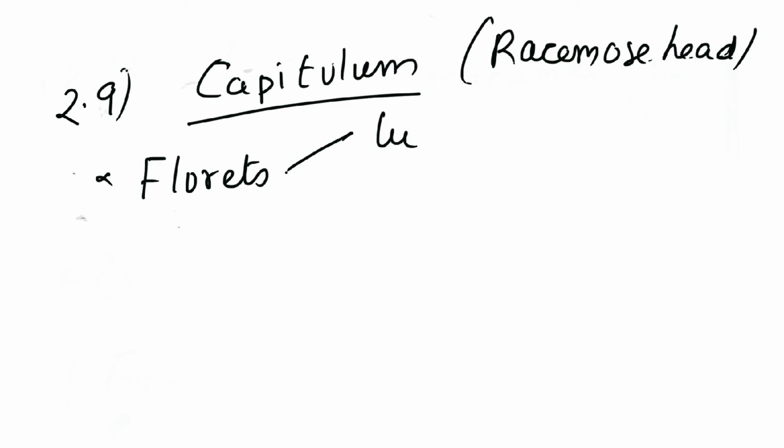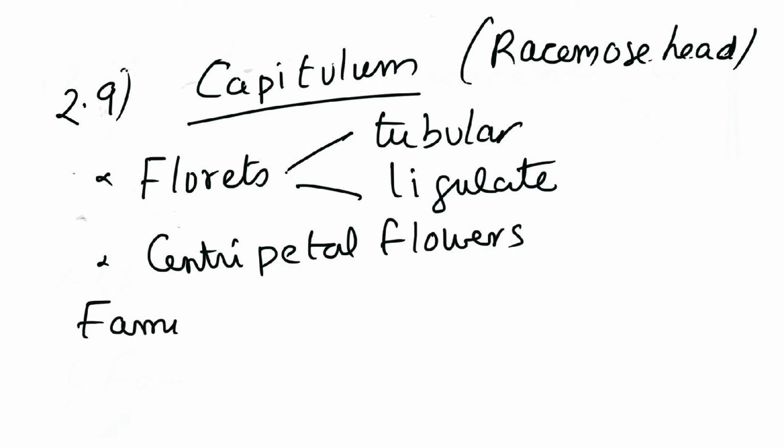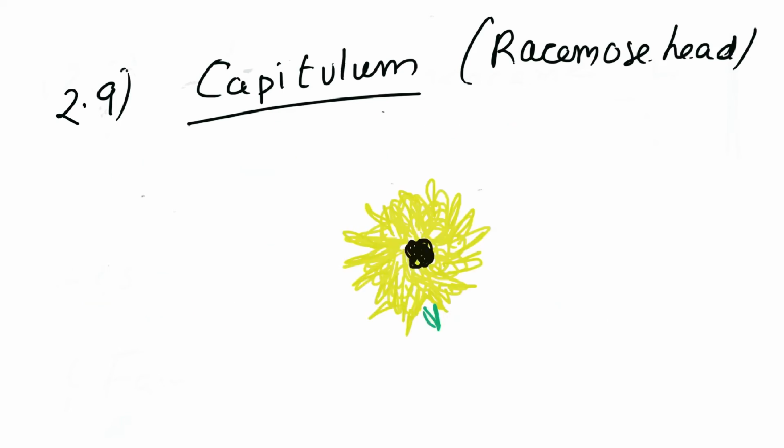So what are the characteristic features of capitulum? One thing is the development of specialized flower structures, that is florets, which are of two types, tubular and ligulate. Another key point is how the flowers are arranged. The flowers are centripetal, which means that you have the younger flowers towards the center and the older flowers at the periphery. And capitulum is a characteristic inflorescence of the family Compositae.